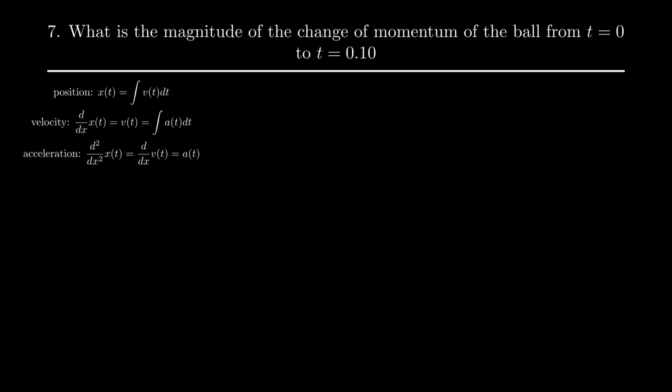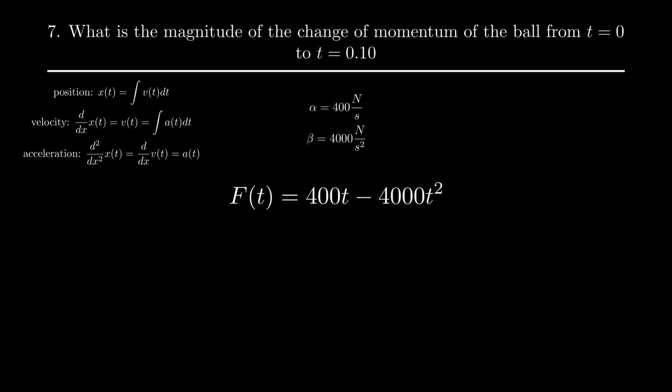In this next problem, we have what is the magnitude of the change of momentum of the ball from t equals 0 to t equals 0.10. Now, they give us the force equation as alpha t minus beta t squared. Then they give us the constants of alpha and beta. Now, if we substitute these in, we get force equals 400t minus 4000 t squared. Now, we need the change of momentum. And we know that momentum is mass times velocity.